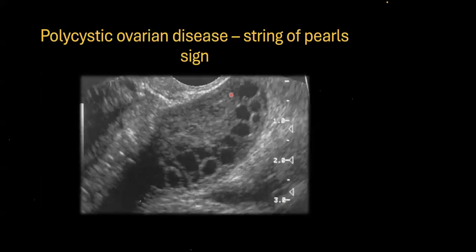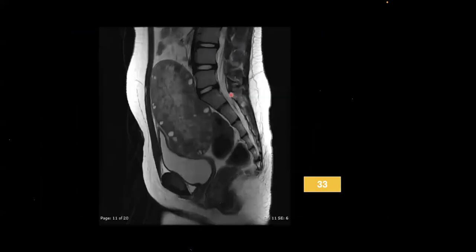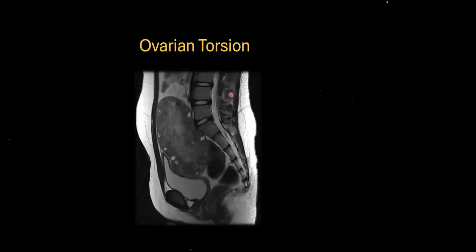Okay, so let's come to the answers. Very simple string of pearls appearance. So this was an enlarged edematous ovary with peripherally arranged follicles. What is it? It's ovarian torsion. Yes, Rahul, correct.